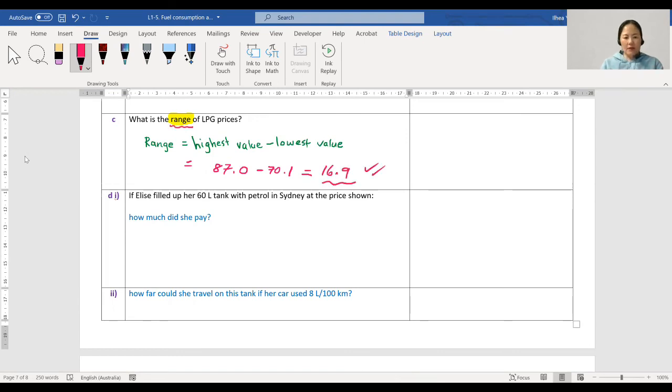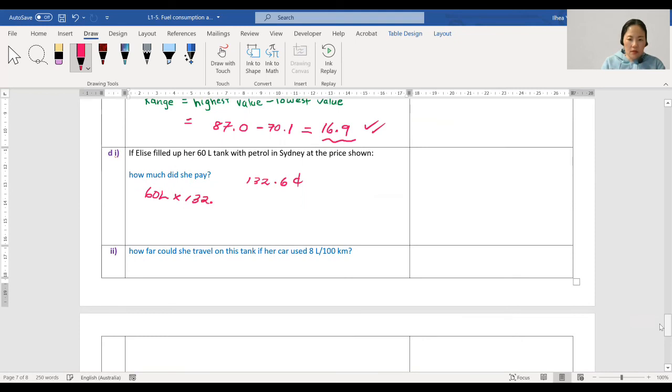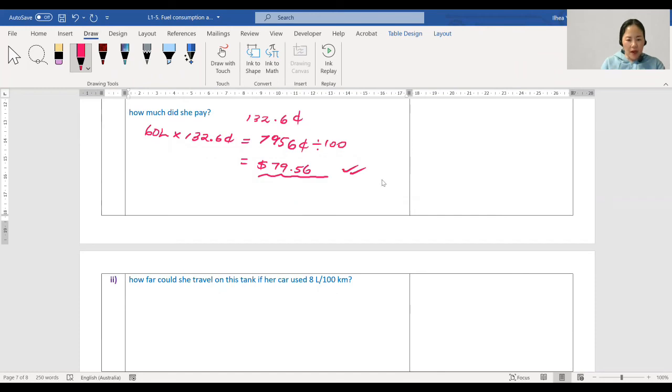If Elise filled up her 60-litre tank with petrol in Sydney at the price shown, how much did she pay? Okay, 60 litre, 132.6 cents. And then when you calculate, 7,956 cents, and we need to convert that into dollars, so divided by 100, you will get $79.56.